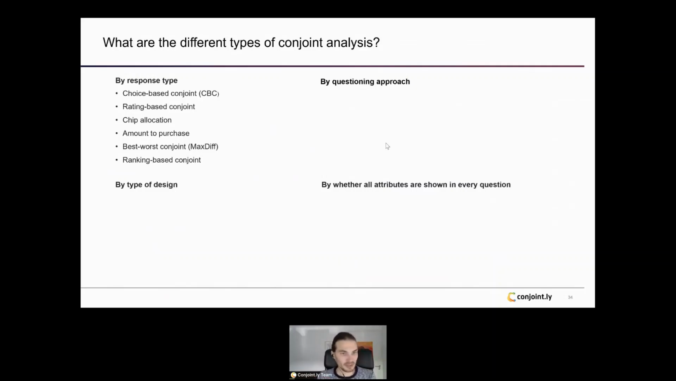We have chip allocation. For chip allocation, we, for example, say, here are 100 chips, distribute them over your preferences. Then we have amount to purchase. This is mainly interesting when we're looking at something like soda cans or toilet paper. You can think that people might want to buy this in a 2, 4, 6, or 12 pack. Then we have the best worst conjoint. That's basically a conjoint analysis, but also looking at the least favorite choice. So basically we ask people, what is your favorite combination and what's your least favorite? And then ranking-based conjoint is putting them all in a ranked order.